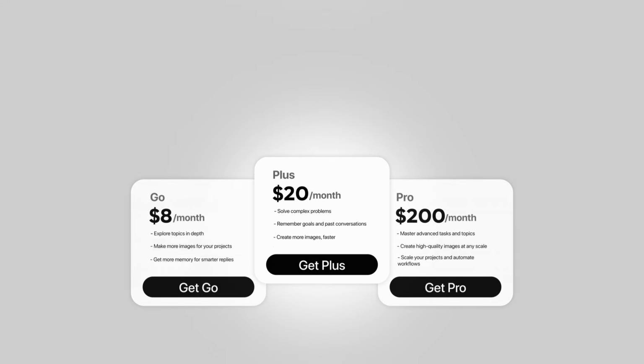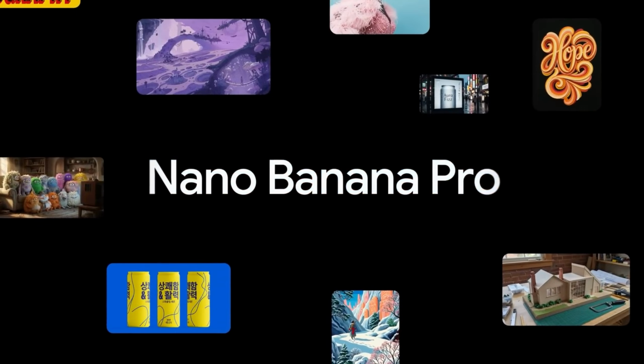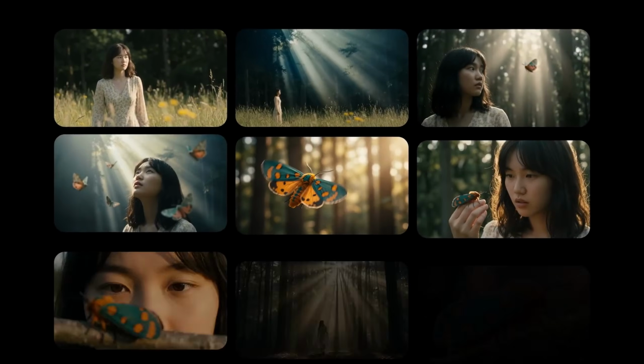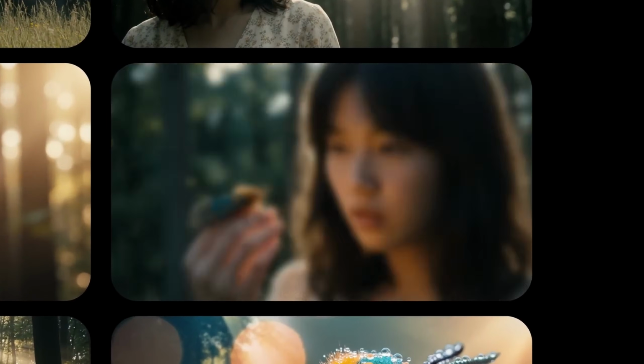Stop paying for expensive AI subscriptions. Most people don't know this, but you can actually use Nano Banana Pro, the most advanced AI image model on the planet right now, completely for free.